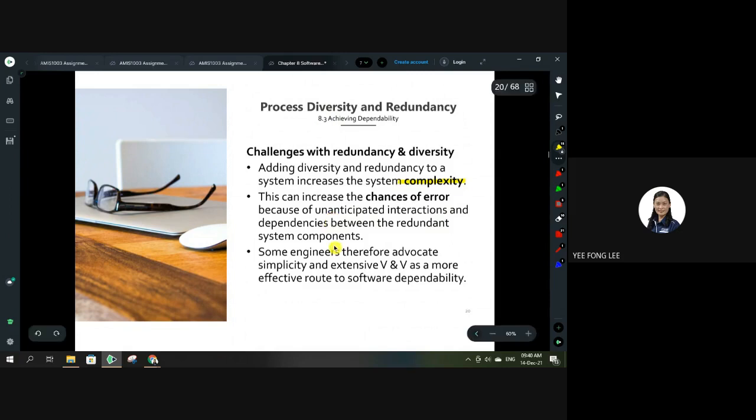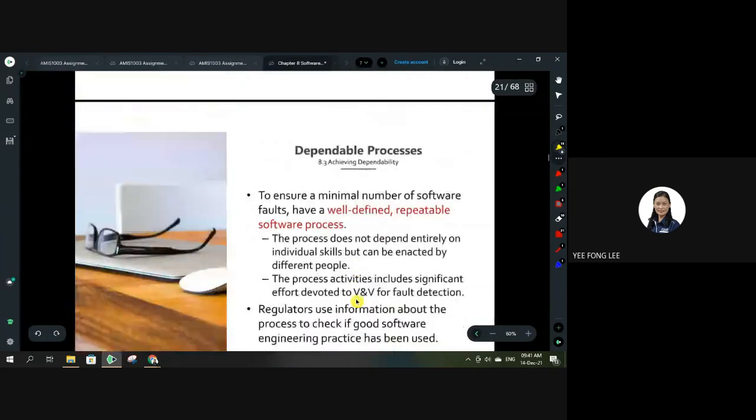So some engineers, therefore, might think it is best to avoid software redundancy and diversity, because the more you do, the more complexity, and the chances of making errors also increase. So some engineers try to avoid diversity and redundancy.